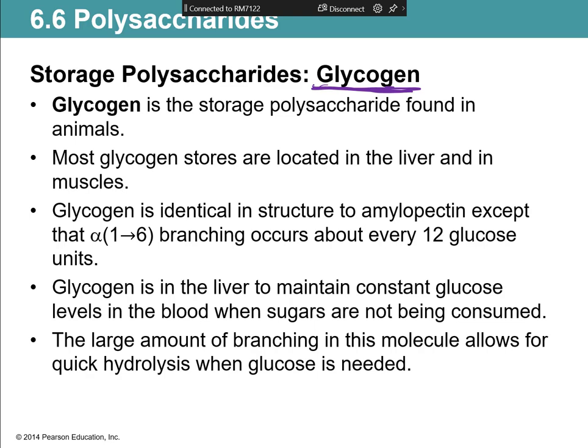So all of our examples of starches you saw, those are all plants. This is how animals produce a polysaccharide. So animals take sugar and store it for in between meal times. So animals can store blood sugar as glycogen.